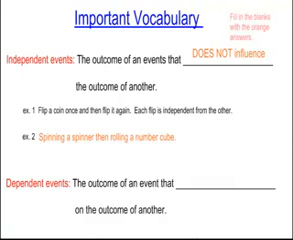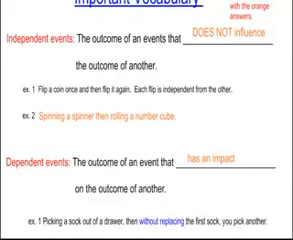Okay, then you have dependent events. Well, independent, dependent, you would probably think that dependent is different, maybe the opposite of independent. So it's the outcome of an event that has an impact on the outcome of another. So dependent events do affect each other.